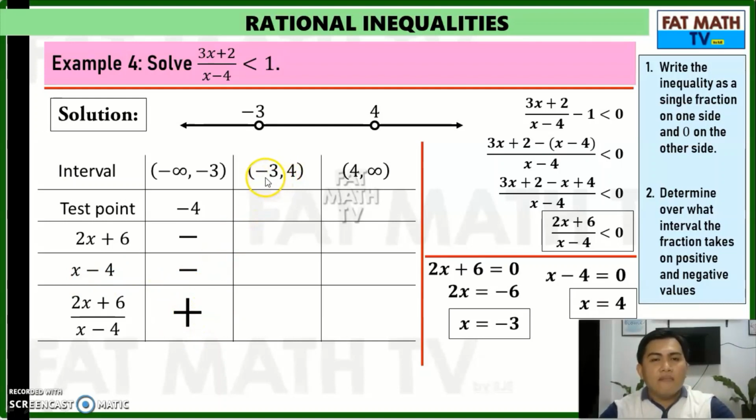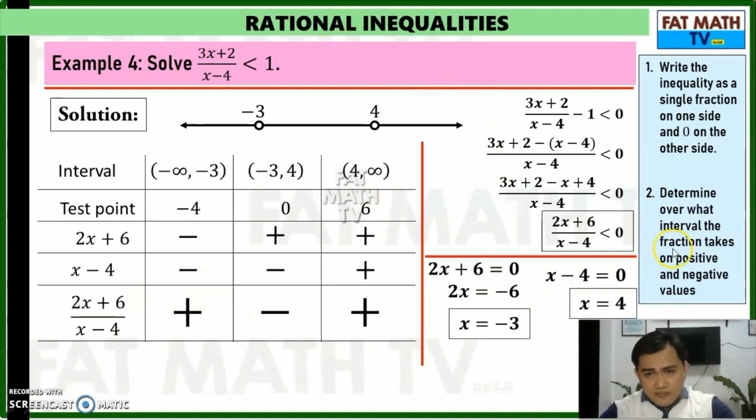And then identify a number between -3 and 4. Say, for example, 0. 0 plus 6 is 6, so that's a positive. 0 minus 4 is -4, so that's a negative. Positive divided by negative is negative. And then number greater than 4, let's say 6. 2 times 6 is 12 plus 6 is 18. 18 is positive. 6 minus 4 is 2. That's another positive. Positive divided by positive is positive.